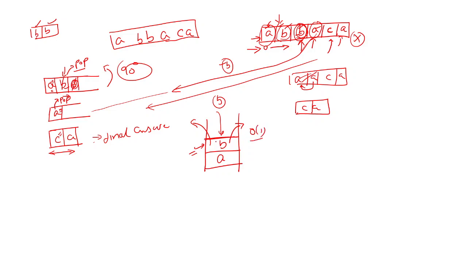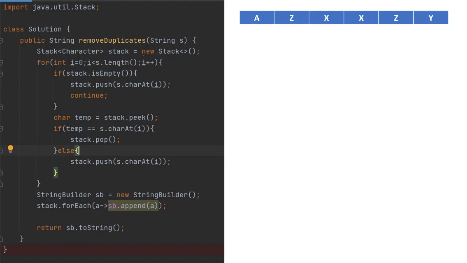Okay, so this is basically how we get the intuition that we have to proceed with this problem using a stack. So I have given you the intuition. We have seen an example. Let's see the code now. So this is the code, and this is the example that I will be explaining this code with.